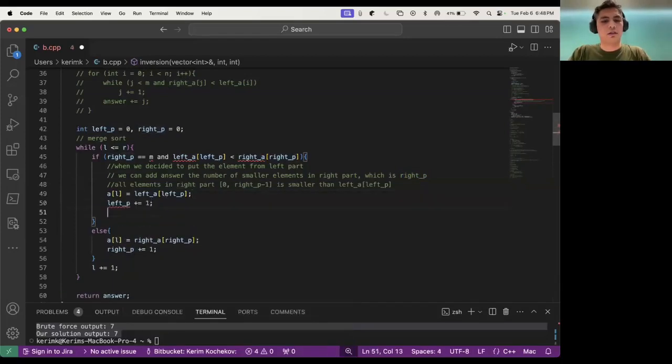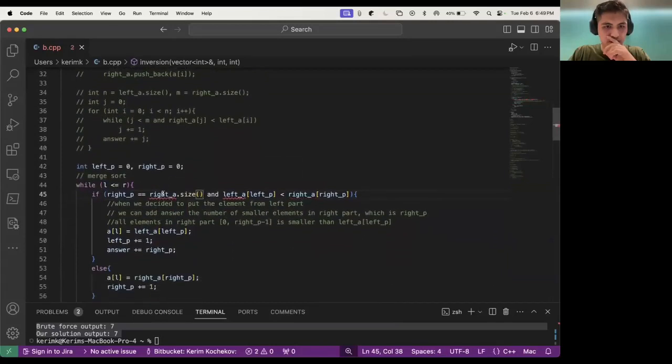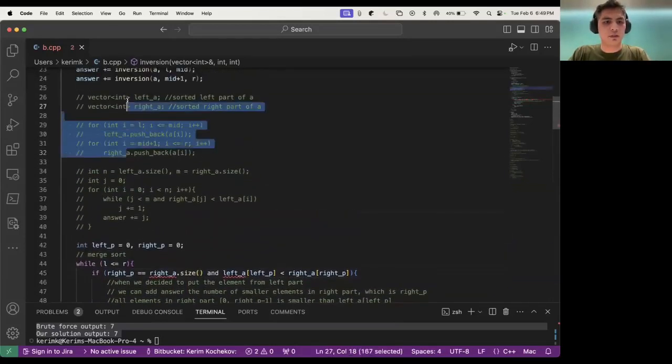And what I mean is, just a single line of code: right P, at the beginning, is 0. And as right P increases on the right part, we see that all these elements are smaller than the next one when we decide to put an element from the left part. I hope this makes sense. Yeah, here, what's M? M is the size of the right part. Actually, we need right P and the left part. Okay, we can.